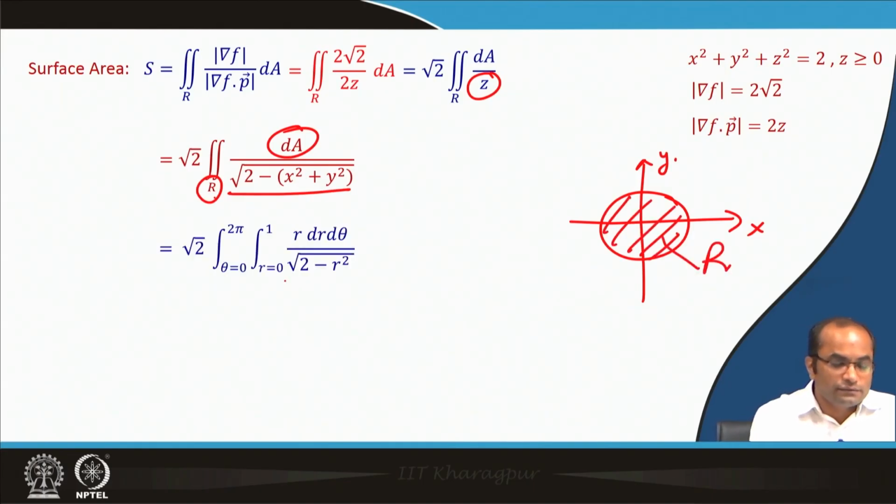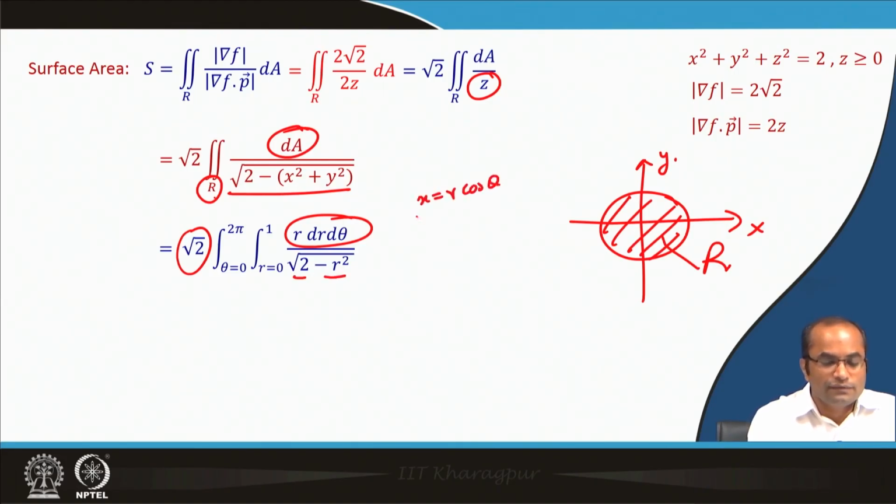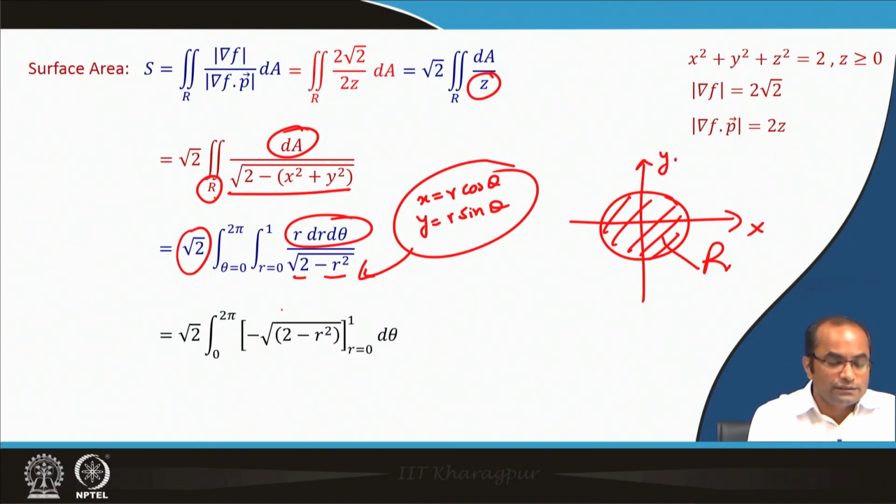That means the square root 2 is sitting already outside. The differential element here will be r dr d theta for the polar coordinates. We have x equal to r cos theta, and y equal to r sin theta. So, from here we will get 2 minus r squared, because x squared plus y squared will be r squared. So, we have this integral, and then square root 2.